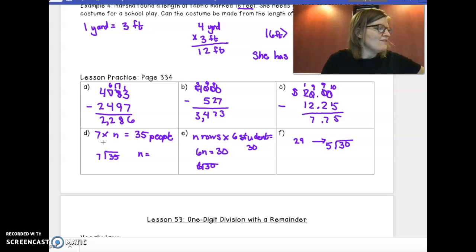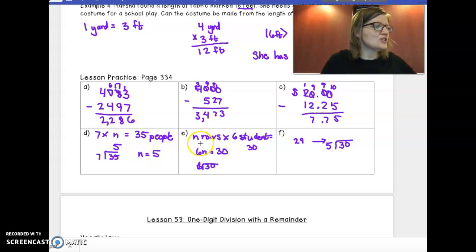There were 35 people. There were 7 cars. The number of people in each car was the same. How many people were in each car? So there were 7 cars, the number of people was the same, and the total was 35 people. So I take 35 and I divide it by 7. That gives me 5, and it lets me know that there were 5 people in each car.